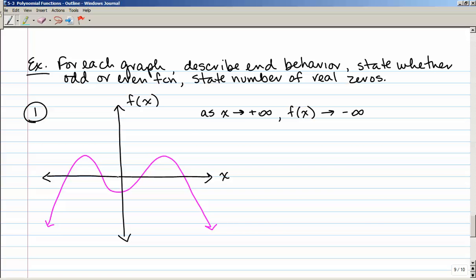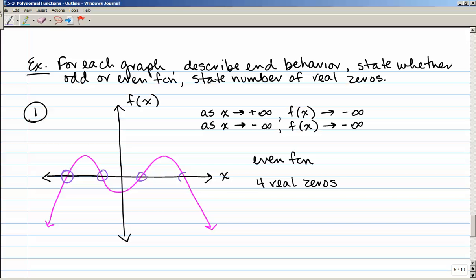Now I need to talk about what happens when x gets smaller. So as x approaches negative infinity, what does f of x do? Well, that also goes down. So f of x also approaches negative infinity. This is going to be an even function because both of the arrows are going in the same direction. They're both going down. And this actually has 4 real zeros. And remember, those are the places where it crosses the x-axis. So right at these points right here, those are the 4 real zeros that it has.